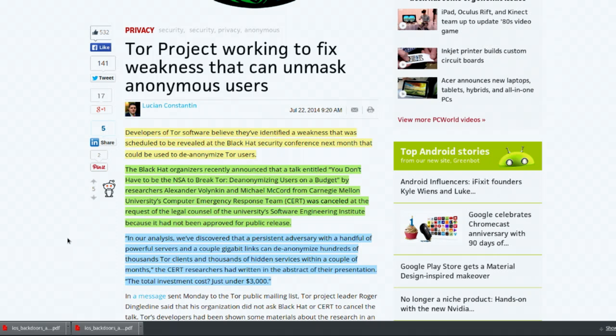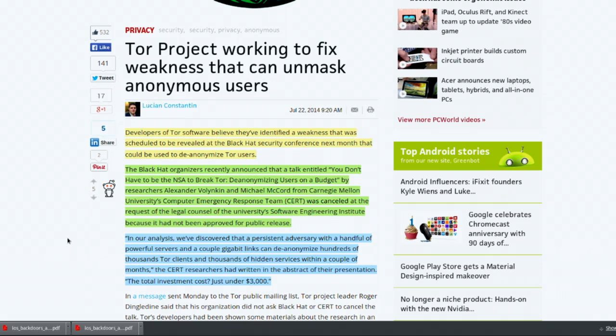This is interesting too, because the Black Hat organizers recently announced the talk entitled "You Don't Have to Be the NSA to Break Tor: De-Anonymizing Users on a Budget," by Alexander Volynkin and Michael McCord from Carnegie Mellon's CERT Institute. They say the talk was canceled at the request of legal counsel of the university's Software Engineering Institute because it wasn't approved for public release.